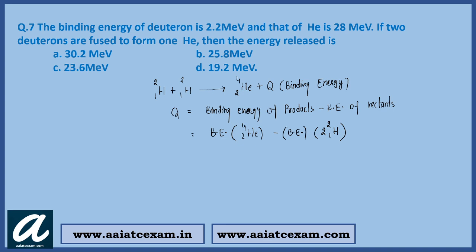deuterium atom or deuteron. Now students, what is the binding energy of helium? It is already given here, it is 28 mega electron volts, minus 2 times the binding energy of deuteron, which is 2.2 mega electron volt. So this will be equal to 28 minus 4.4. If you subtract it, it is approximately 23.06 mega electron volt. So that's your answer, students. Your option number C is correct.